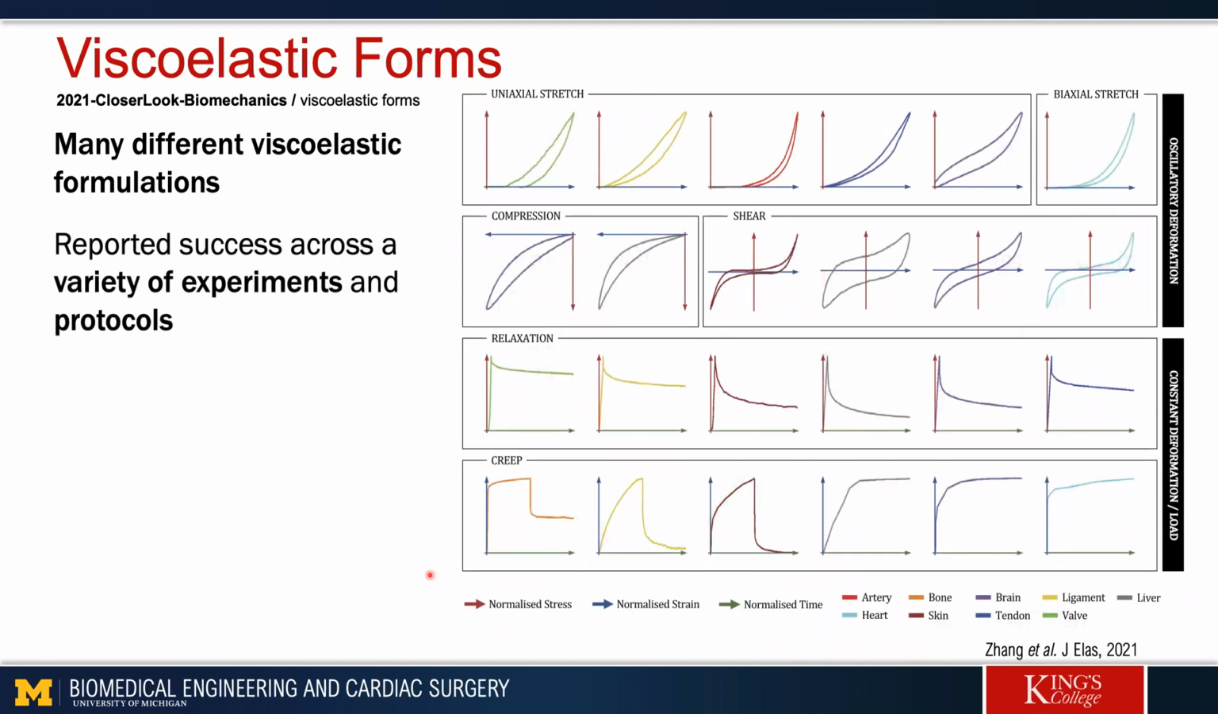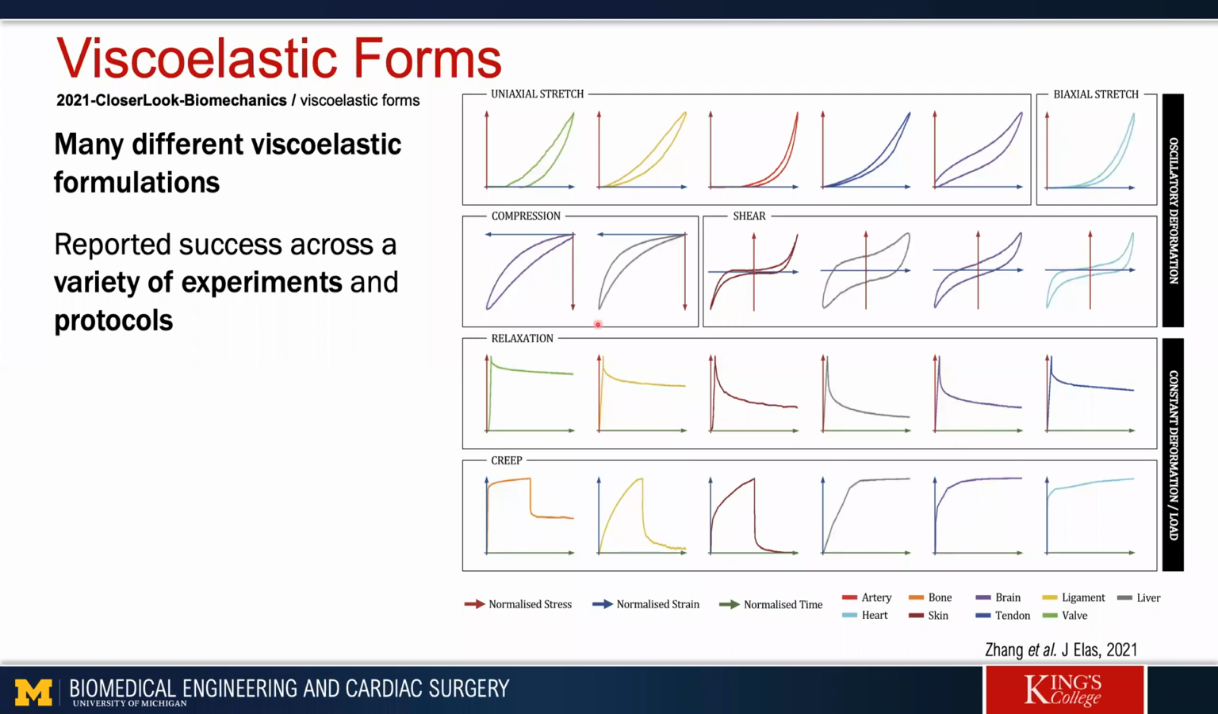And when you look across the literature, we tried to compile different behavior we could see in different tissue types. So we have here artery, bone, brain, and so on, and over different experimental conditions: uniaxial, biaxial, compression, shear, relaxation, creep. You can see a lot of viscoelastic behavior across pretty much every biological tissue.